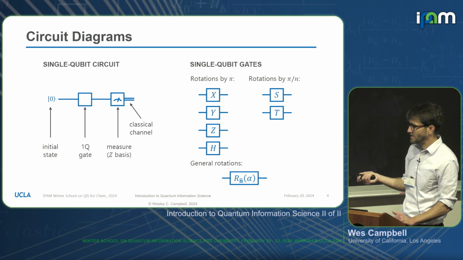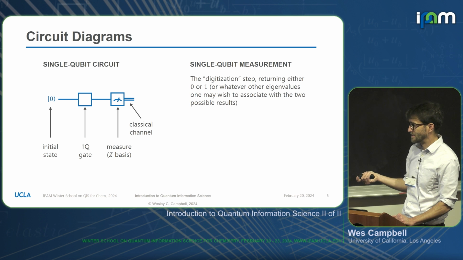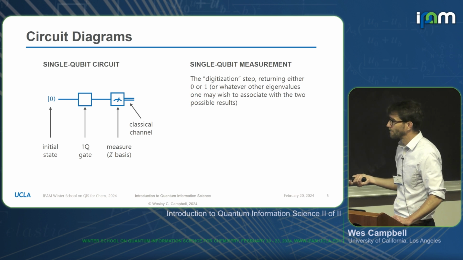A general rotation is going to be drawn like this in a circuit diagram, where n hat is the direction of the rotation in the Bloch sphere space, and alpha is the amount of rotation we do.